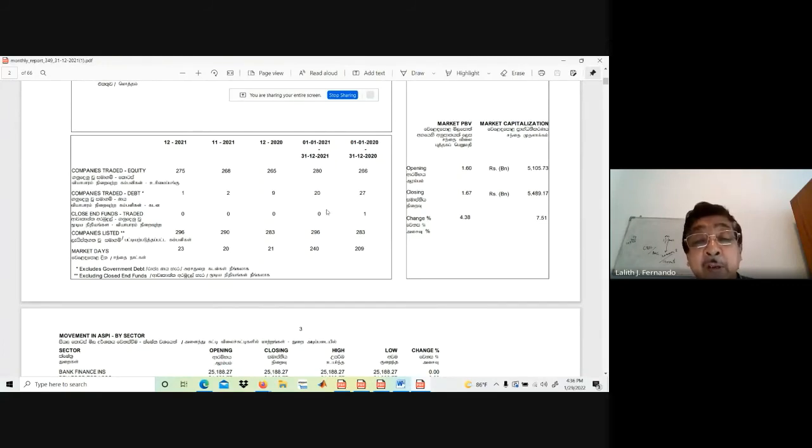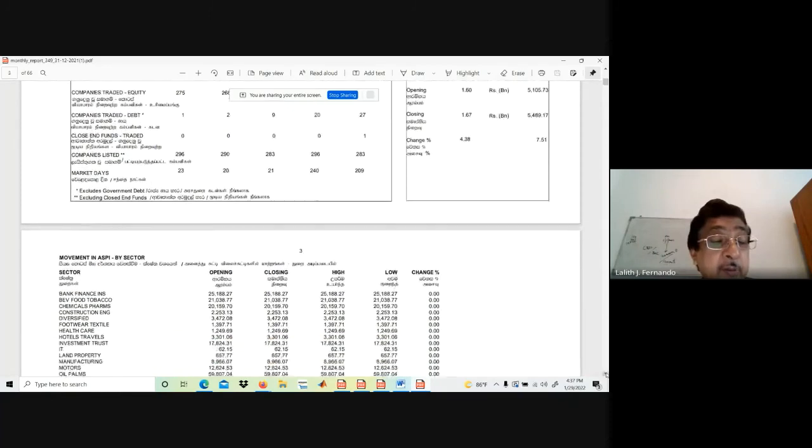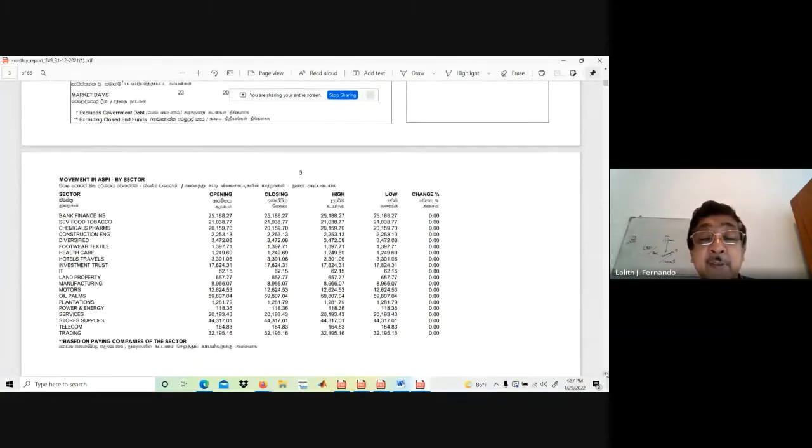In the year 2021 there are altogether 240 days, but in 2020 there are only 209 days. Now here the government is being excluded. That's what it says: no government has been taken here. Now you can just look at the next page. There you get all your different transactions or different indices. Now the sectoral indices are also maintained.